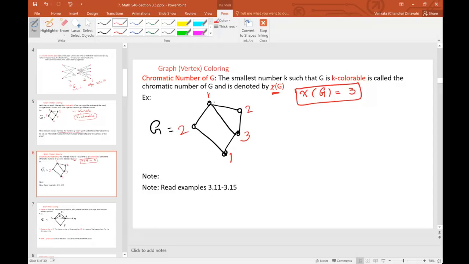So hope I'm making sense here. So the chromatic number in that case is the fewest number of time slots possible. So that is the definition of chromatic number.